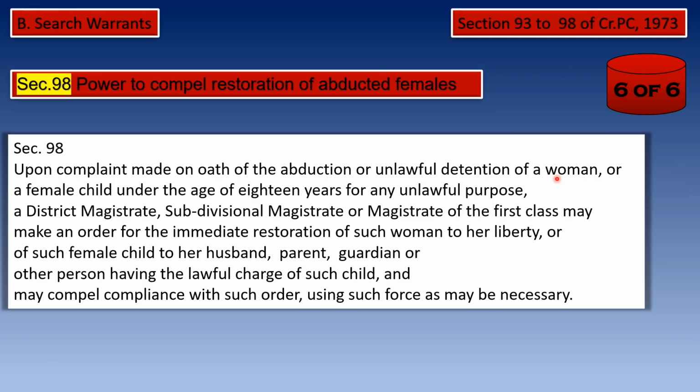The section also covers a female child which is under 18 years of age. In such cases, the district magistrate, subdivisional magistrate, or the magistrate first class can order the restoration of such woman and hand her over to her husband, parent, or a guardian, which means the restoration of an abducted female, and for such process even force can be used.